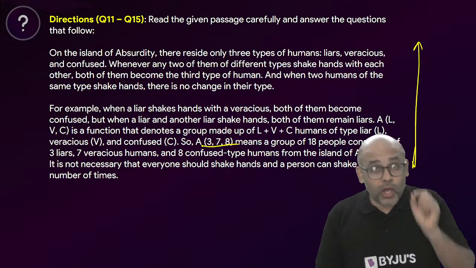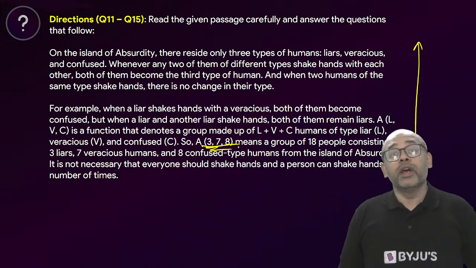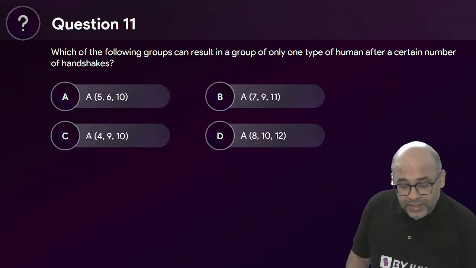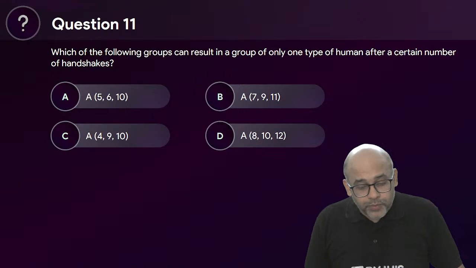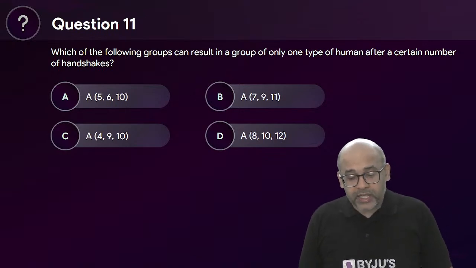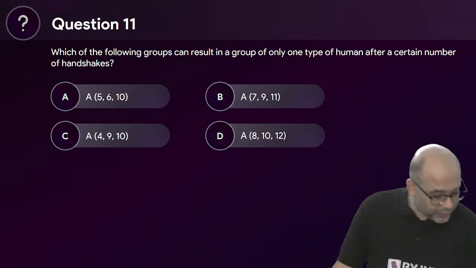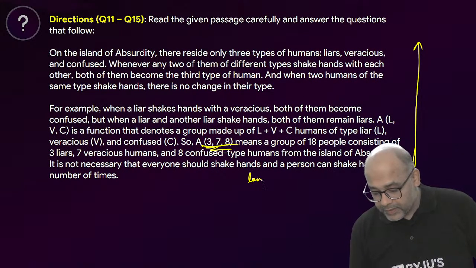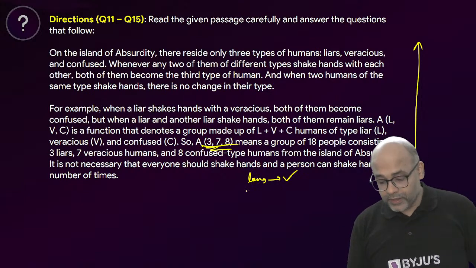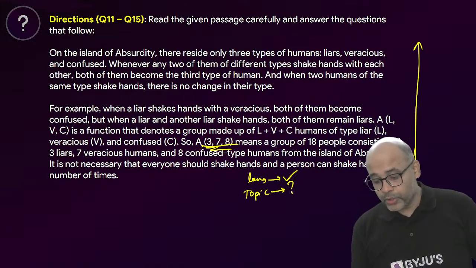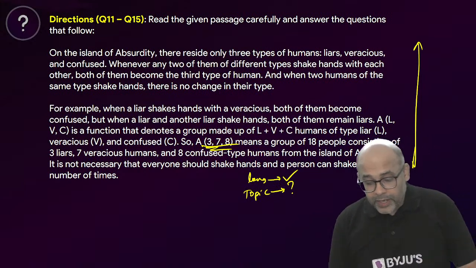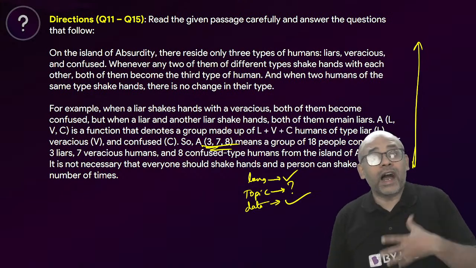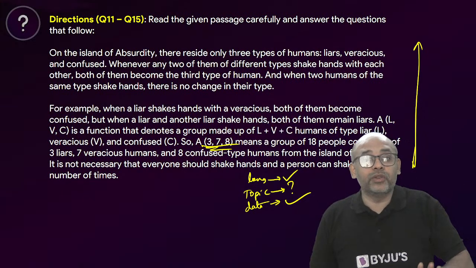So this is logic using numbers. Now, are you good at it? Numbers and logic. Take a call. Now, before you start solving the set, take a look at the questions. Which of the following groups can result in a group of only one type of human after a certain number of handshakes? So first, look at the points which are in your favor. Length, short, in your favor. Topic, I don't know, depends on your personal choice. Data, in your favor, hardly any data. It's just a logic given to you and then everything else.